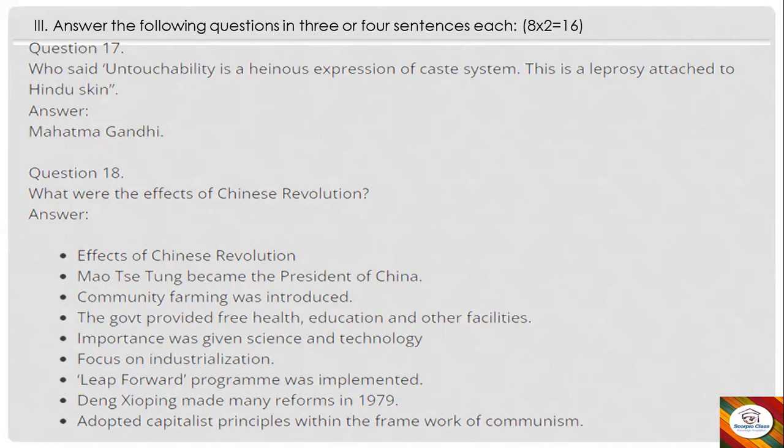Answer. The effects of Chinese Revolution were Mao Zedong became the president of China. Community farming was introduced. The government provided free health, education, and other facilities. Importance was given to science and technology. Focus on industrialization. Leap Forward program was implemented. Deng Xiaoping made many reforms in 1979, adopted capitalist principles within the framework of communism.